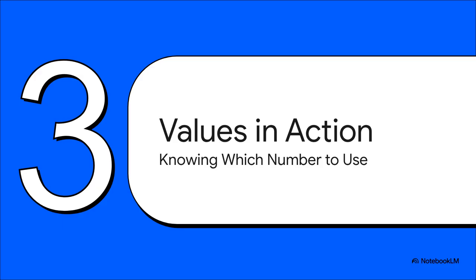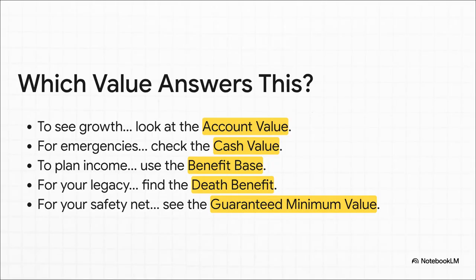Now, let's put this knowledge to work and see how you can use this to answer your most pressing financial questions. This is where the rubber meets the road. If you're asking, how's my investment doing, you look at the account value. If you're thinking, what happens if I need a chunk of cash for an emergency, you check the cash value. Planning that retirement paycheck for life, you need the benefit base. Thinking about what you'll leave behind, that's the death benefit. And if you want to know your absolute worst-case scenario, you look at the guaranteed minimum value. See, every question has its own number.